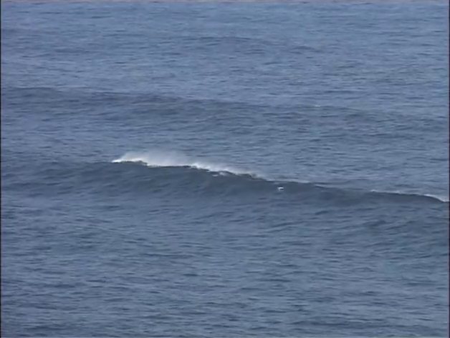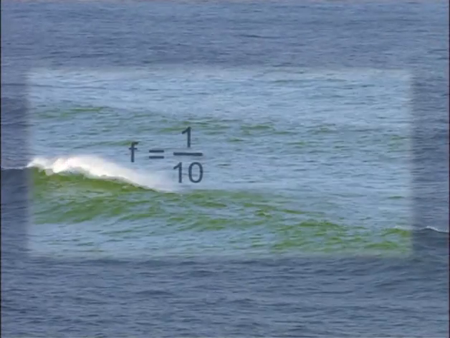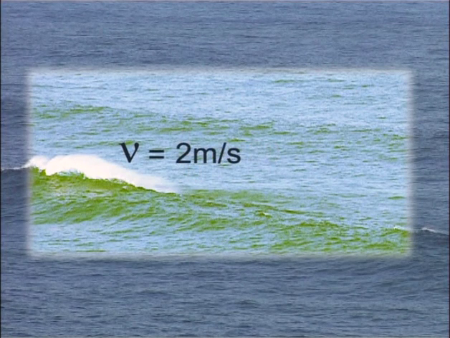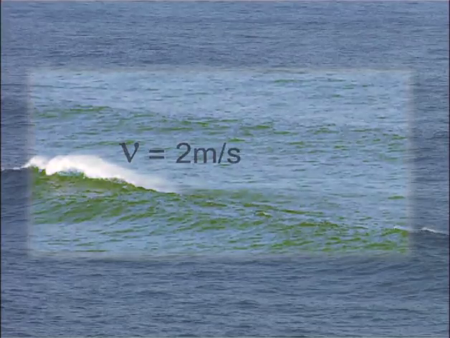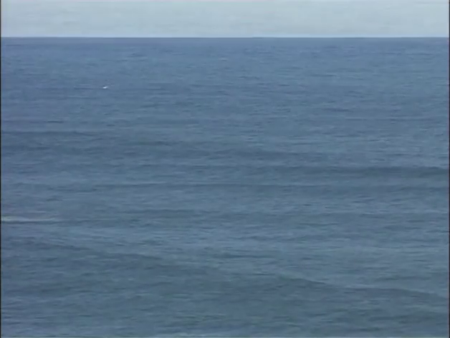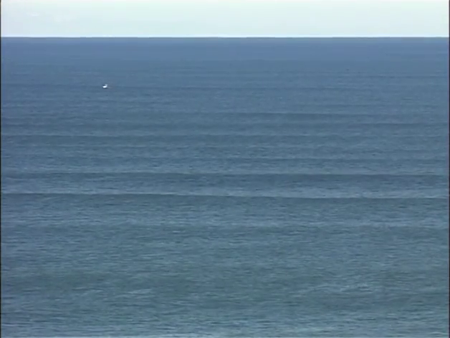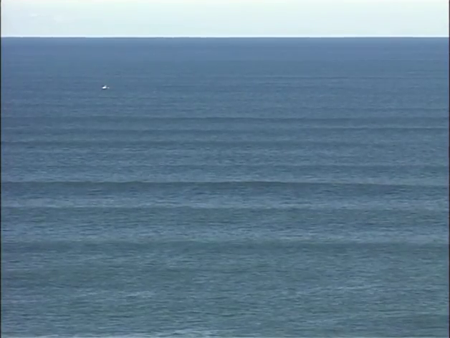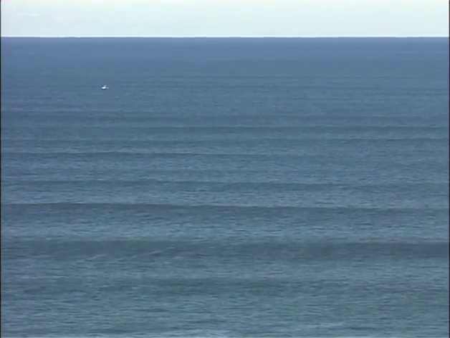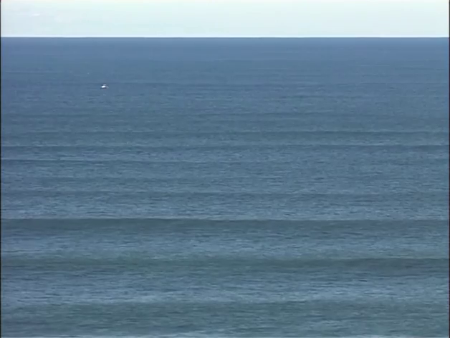If there is one wave every 10 seconds, the frequency is 1/10 of a wave per second. The wavelength is 20 meters. So the waves are traveling 20/10 or 2 meters per second. In the open ocean, wavelength is the most important factor determining the speed of a wave. The longer the wavelength, the faster the wave will travel.